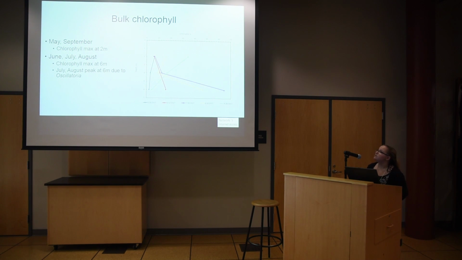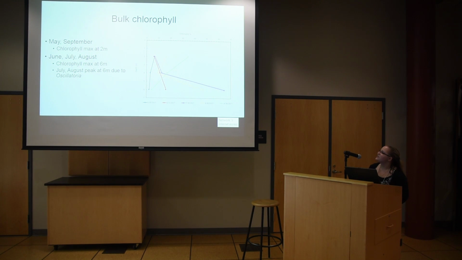Next, we studied bulk chlorophyll. This is just a graph where each month has its own color, showing how the chlorophyll fared throughout the season. In May and September, which are your blue and your green lines, the max chlorophyll was seen at a depth of 2 meters, which is what I expected to see since more light is coming down for photosynthesis. But in June, July, and August, your other colors here, there's a chlorophyll max at 6 meters, which I found to be interesting as light cannot penetrate all the way down, so I thought that was kind of interesting.